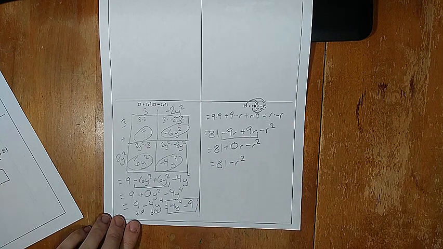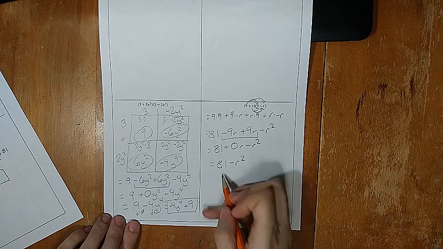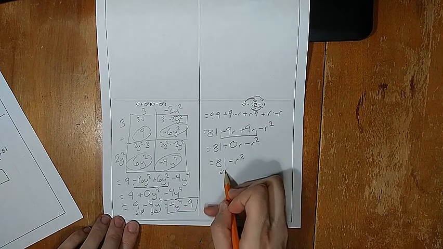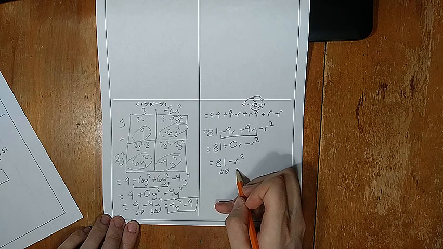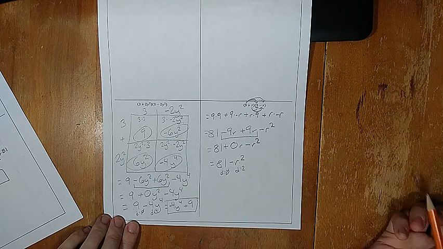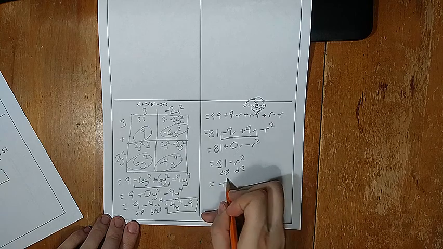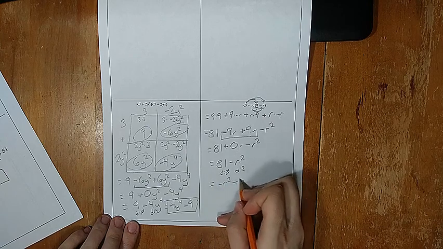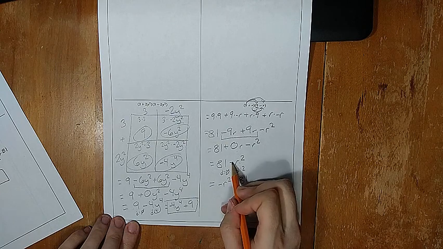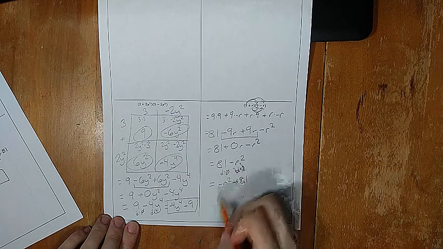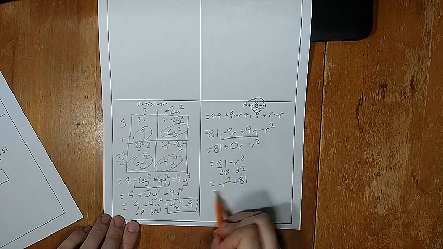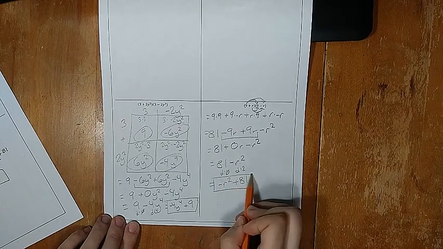Now we have to check, is it in standard form? Do we have the highest degree first? Well, 81 has a degree of 0, and r squared has a degree of 2. So it's not in standard form. We need to rewrite this as negative r squared plus 81. Again, make sure that negative sign stays with the r. And that is our final answer.